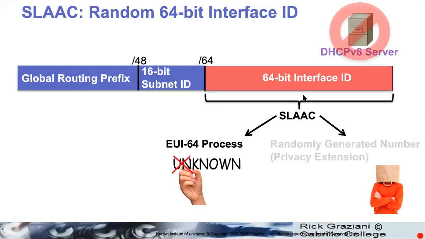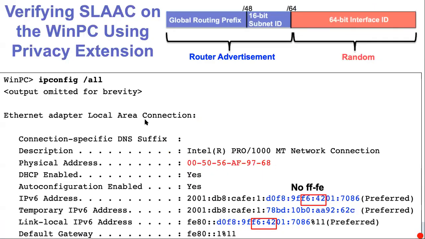Okay, what about the randomly generated number? Again, by default it depends on the operating system. Windows by default uses a randomly generated number, so we can see no FE in the middle. So the 64 bits were configured randomly, which is going to give you a lot more privacy. That way you can't be tracked.